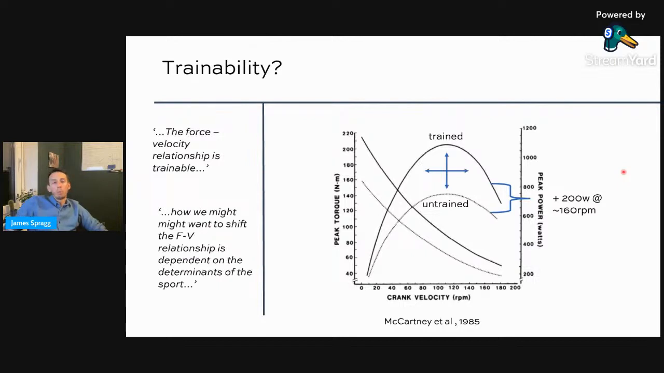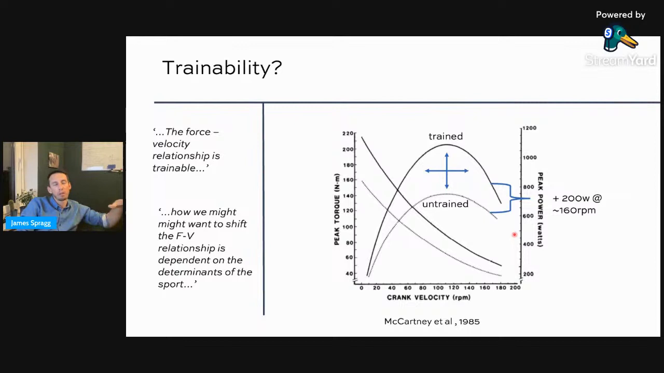But that's not the only way we can shift this curve around. We can move this curve to the right, so the peak comes in at higher velocities, or we could even shift it to the left and have this peak come in at lower velocities. We can shift it up and right, or up and left, or down. It can shift in all directions with training. How we might want to change the force velocity relationship and the resultant power is something we'll look at a little bit later in one of the case studies.